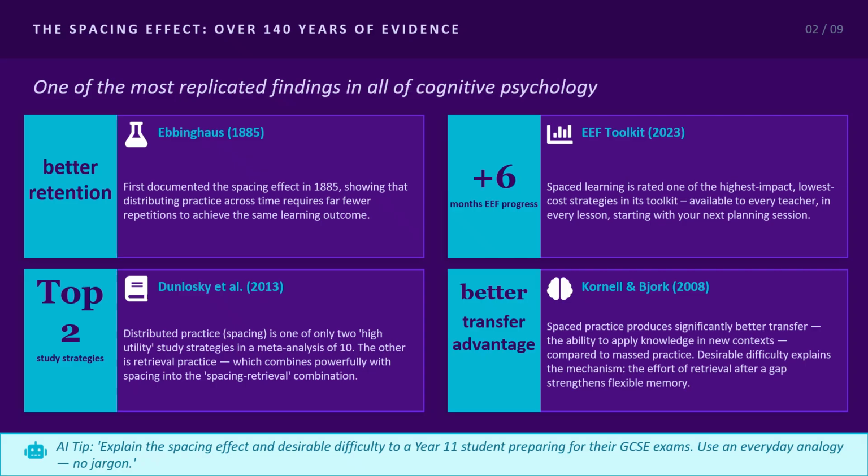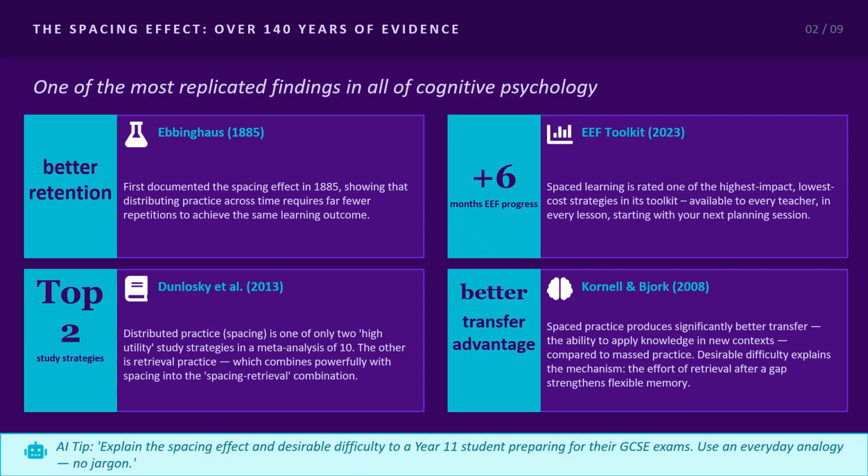Ebbinghaus in 1885, the original discovery. Hermann Ebbinghaus did not only discover the forgetting curve, he also discovered the spacing effect, the finding that distributing practice across time produces far greater long-term retention than mass practice, even when the total study time is equal. This has been replicated across subjects, age groups, and cultures for over 140 years. The replication rate is close to 100%. This is as close to a law of learning as cognitive science gets.